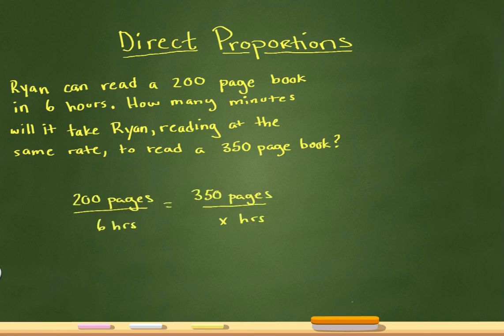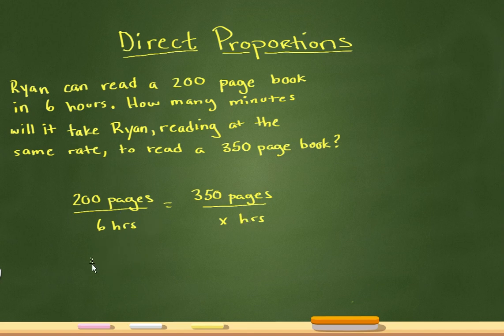So you can set up a proportion something like this, right? 200 pages for every 6 hours. So that means 350 pages for X hours, okay? So you set up this proportion, and then you can solve for how many hours will make this the same rate as the left side, right? And the way you solve that, just cross multiply.